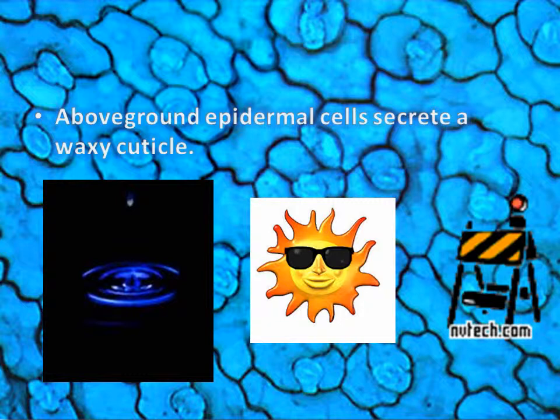Above ground epidermal cells secrete a waxy cuticle. This helps limit water loss. It helps reflect damaging solar radiation and acts as a barrier against pathogens.